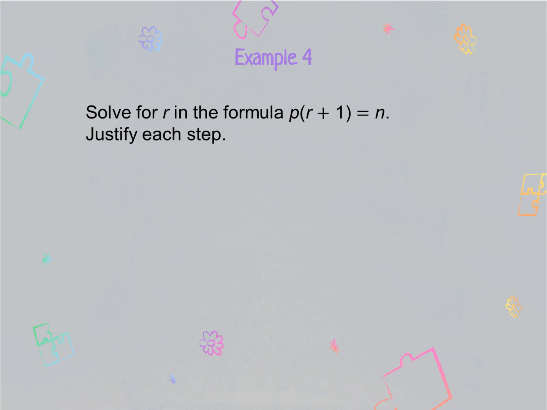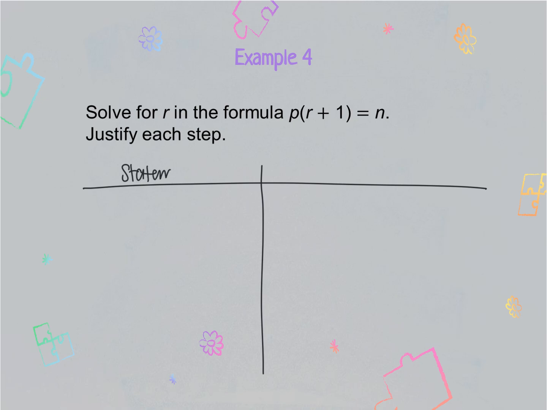All right, looking at example number 4, solve for R. They're telling me where I need to get at the end, and they're giving me the formula that I have to use. So I'm going to do the same thing as before. Write my T-chart. I have my statements, and I have my reasons. I will do the first one for you. They are giving me the starting.